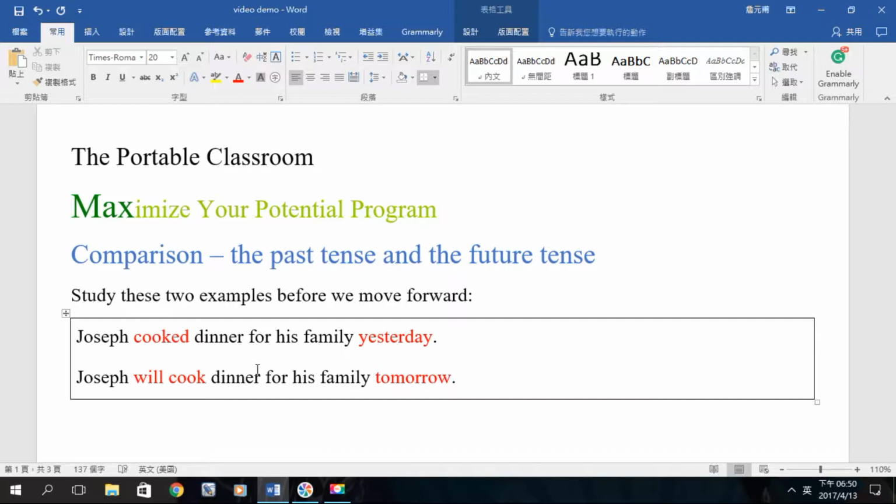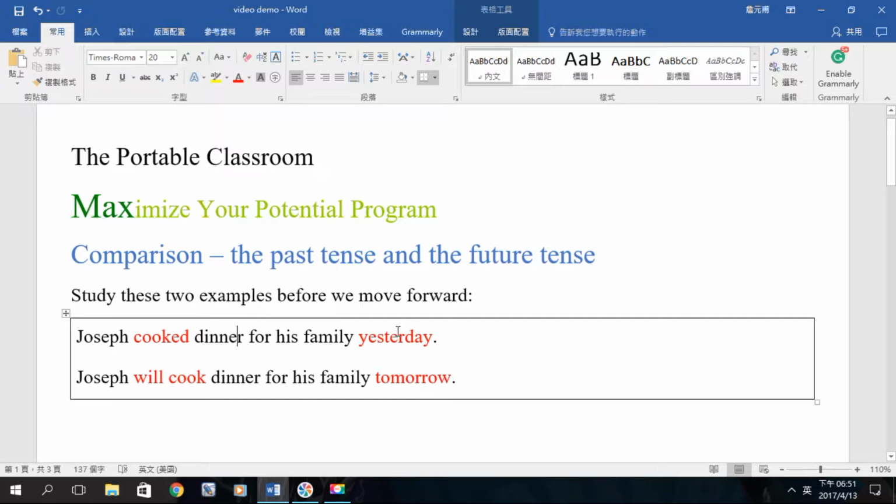Have you noticed something? The only two things that we change in these two sentences are the time markers, yesterday, tomorrow, and the verbs cook and will cook, which means these are the only two differences between these two tenses. In fact, they are pretty much the only differences between all the tenses.